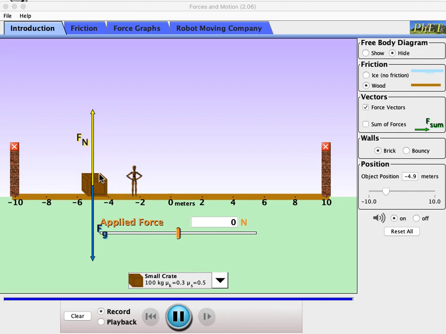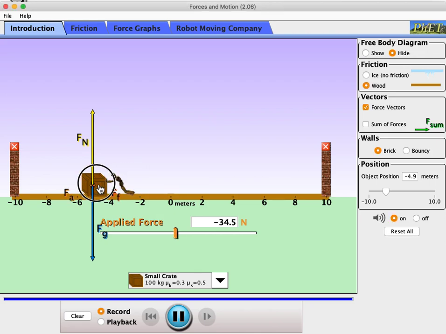The crate, because of its mass, has gravity acting downwards on it with the force Fg. And because the crate is in contact with the floor, the floor pushes upwards on it with the force Fn. Those two forces are always equal if the crate is not moving up and down. Now let's look at the horizontal part. Notice here this person is exerting a force on the crate, that's the force Fa for applied force, but the crate stays stationary. The reason the crate stays stationary is because friction is acting on it.